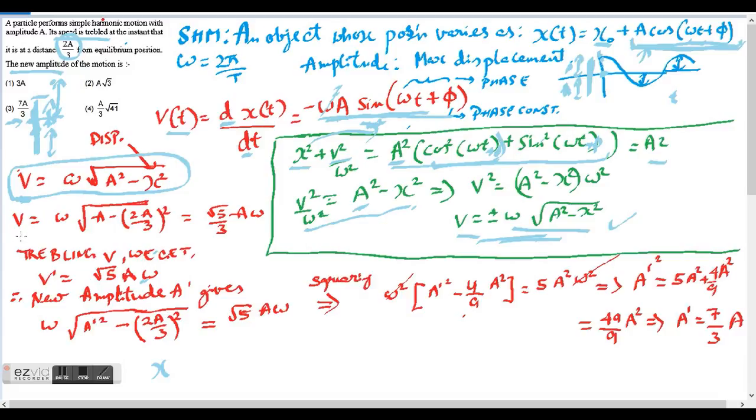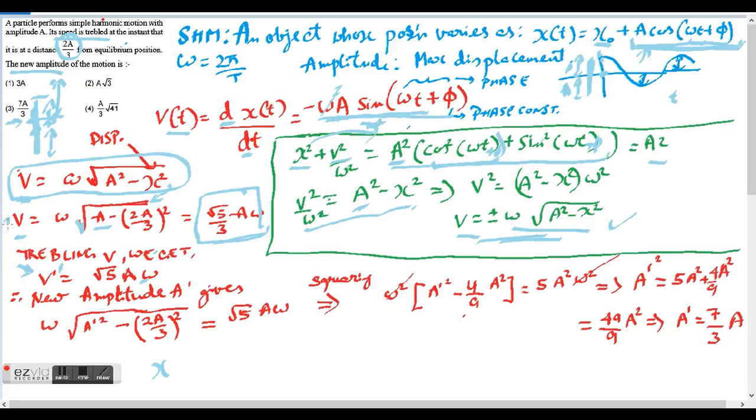So let's use the formula. Let's see what its original velocity is, which will be v is equal to omega multiplied by the square root of its original amplitude squared minus 2a by 3, its displacement from the origin, whole squared. If you solve this, you will get root 5 by 3 times a omega. If you don't get it, I'll explain it to you, comment below, but I think it's fairly simple, you can do it. Now if I triple the velocity, let my new velocity be v prime.